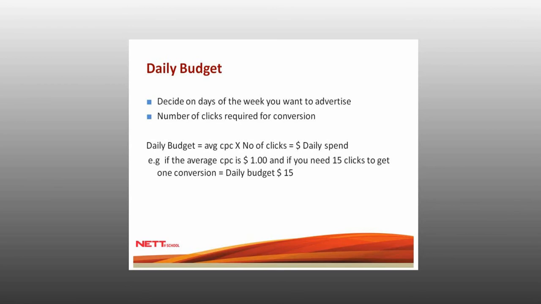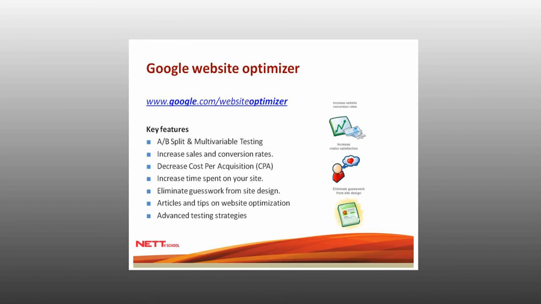The next thing, apart from your daily budget, is what you've got to look at in terms of using the platform that Google gives you. Now, Google has got a tool called Google Website Optimizer. Now, this is a tool which is again free. The great thing about using this tool is it helps you a lot in understanding how to improve your conversion, how to get your customers spending more time on your website. It's like a tool that will help you improve the quality of your campaign.